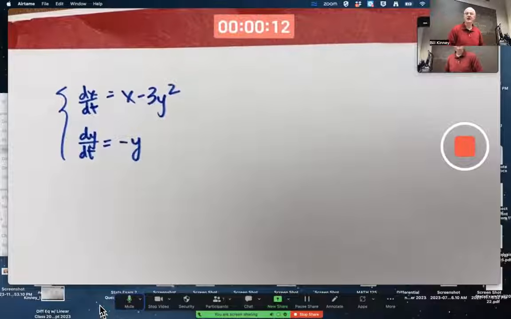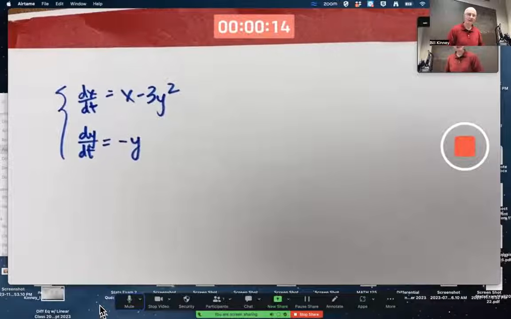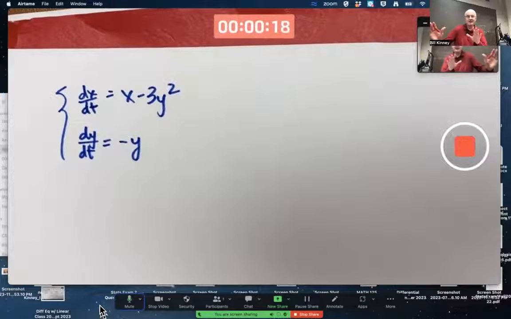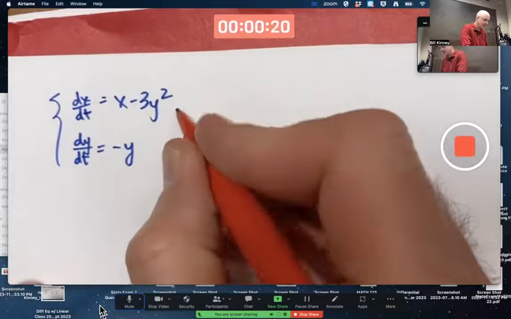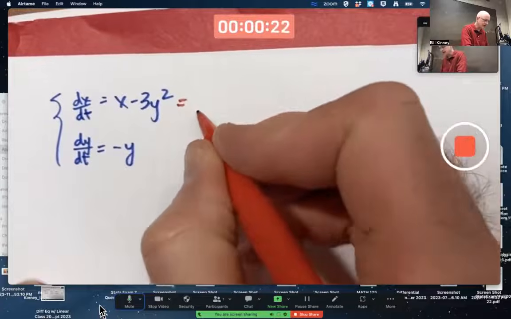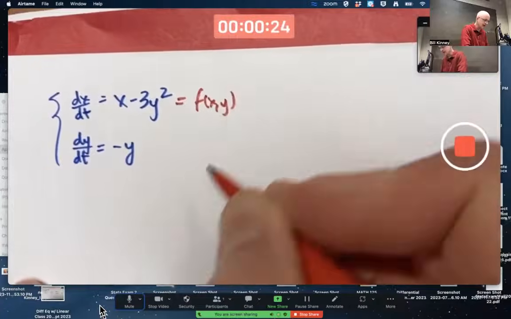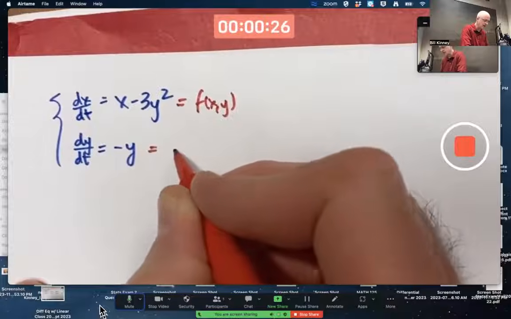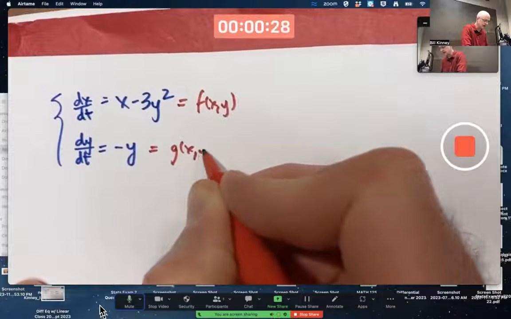First thing we want to do here is check that this is a Hamiltonian system. On the exam, it's possible it might not be, so you need to check. The right-hand side of the dx dt equation is what we typically call f of x, y. The right-hand side of the dy dt equation is what we typically call g of x, y.